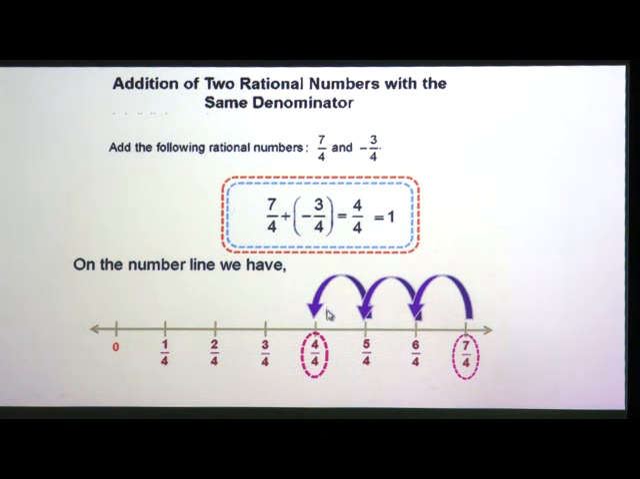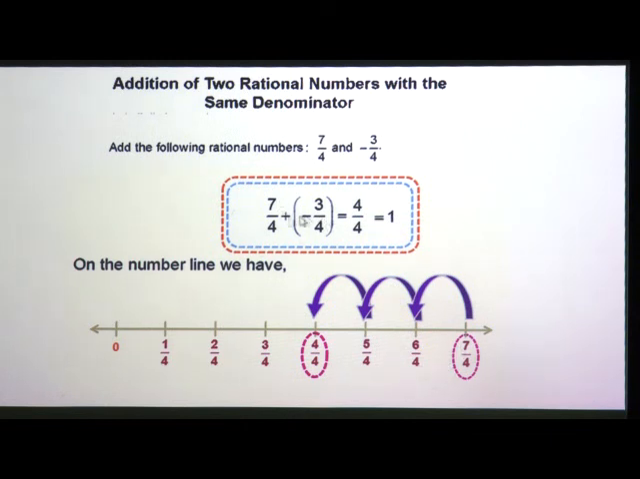Now, we will see it on a number line. On the number line we have 0, 1 upon 4, 2 upon 4, 3 upon 4, 4 upon 4, 5 upon 4, 6 upon 4, 7 upon 4. We want to do the addition of this. What is the given? 7 upon 4. Yes, 7 upon 4, and we have to add minus 3 upon 4. So, what will be here?